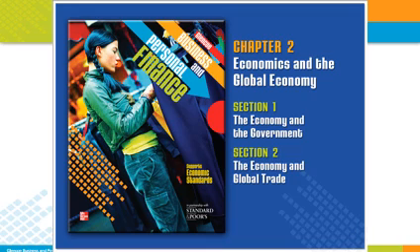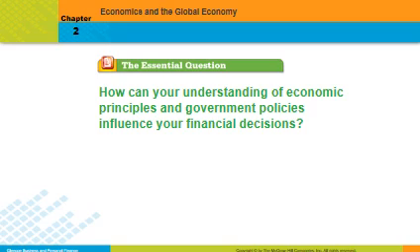So that is Chapter 2, Section 1, the economy and the government. Our essential question is: how can your understanding of economic principles, which we covered in Chapter 1, and government policies, which we just covered, influence your financial decision making? Answer that question. It's available on my Schoology page. That is all, and I will catch you at Section 2.